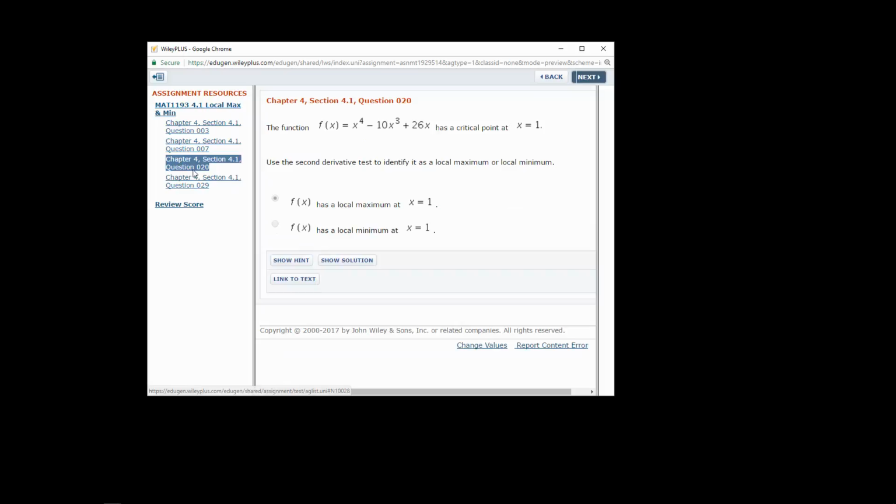All right, so the last one here says this function has a critical point at x equals 1. Use the second derivative test to figure out if it's a max or min. All right, let's do it. So I'm given f of x equals x to the 4th minus 10x cubed plus 26x. And it says your critical point is at x equals 1.